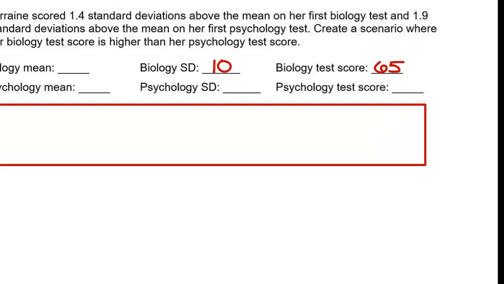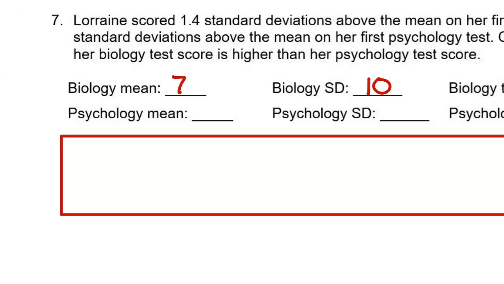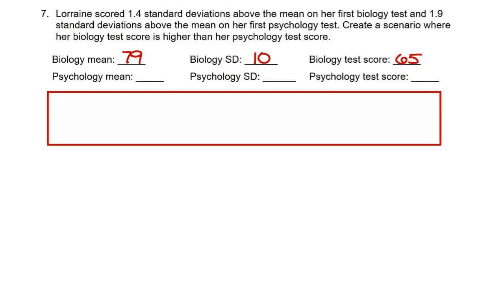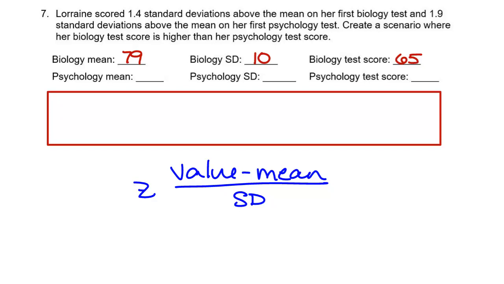You put a 79 for the biology mean? All right, if we do 79 here, remember it's value minus mean divided by standard deviation for our z-score. So let's plug these numbers in and see if it comes out. Oh, you did mean minus value. We have to do value minus mean. Should we fix some of our numbers first? That's going to come out to be a negative.